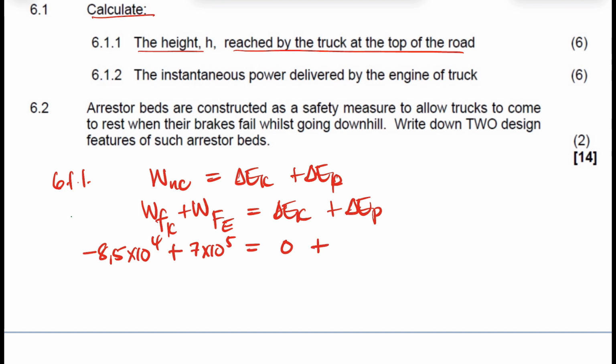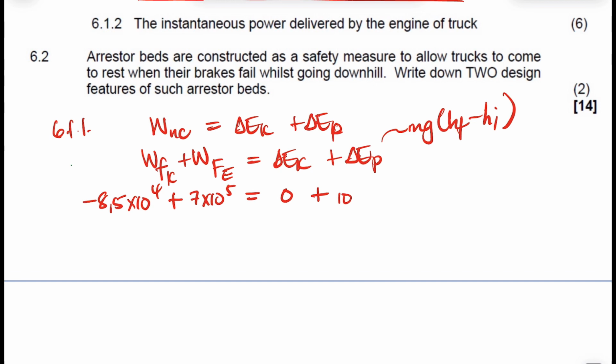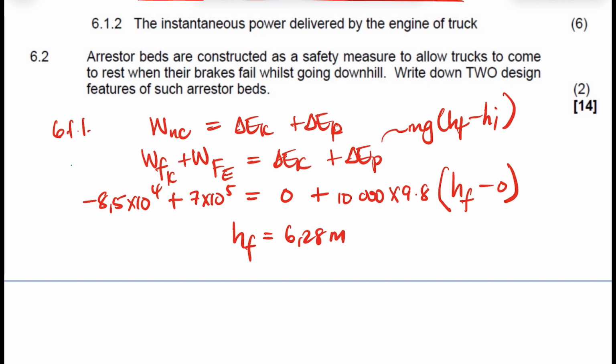And then the gravitational potential energy, we know it's mgh final minus mgh initial. The mass of the truck is 10,000, so 10,000 times 9.8, times the final height. We want the final height, and the initial height is 0 since it starts from the bottom. When you do the math, the height is going to be 6.28 meters.